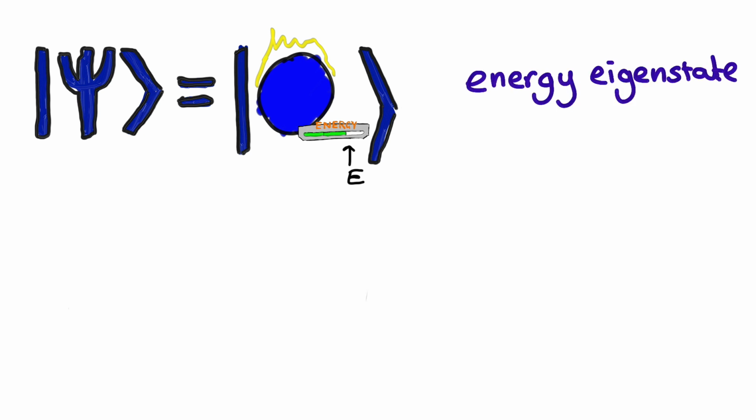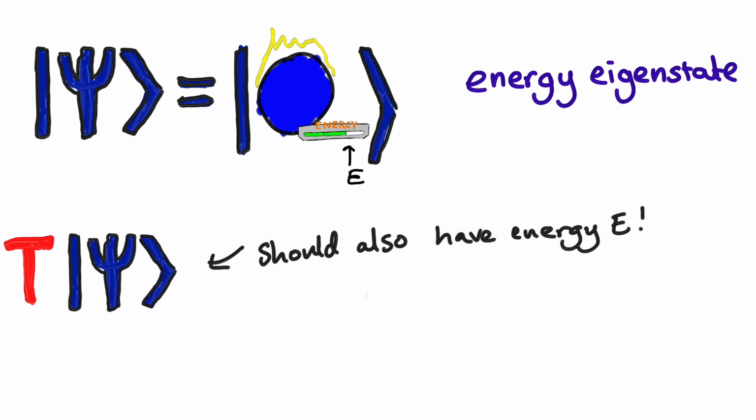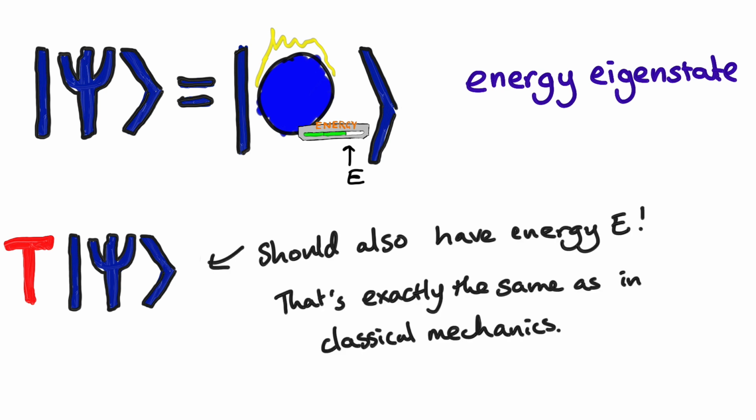First, let's look at the special case where a particle just has one energy E when we start. In other words, it is an energy eigenstate. Then we evolve it forward in time and look at the energy of the new state. Now, we definitely want that to be E, because otherwise energy is definitely not conserved. So that's the first thing we'll require.